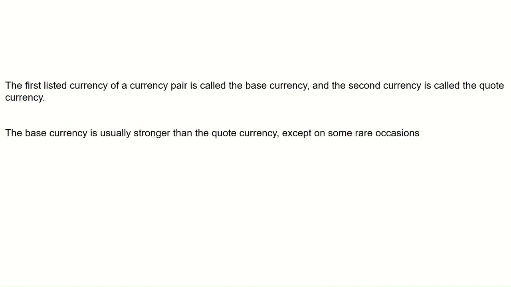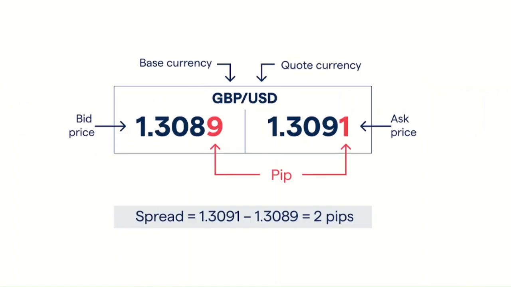So base and quote currency, like I've said before, the first listed currency of a currency pair is called the base currency, and the second currency is called the quote currency. The base currency is usually stronger than the quote currency, except on some rare occasions. Like the image I showed you earlier, this is GBP USD. So here, GBP is the first listed currency, so it is the base currency, while USD is the second listed, so it is the quote currency.